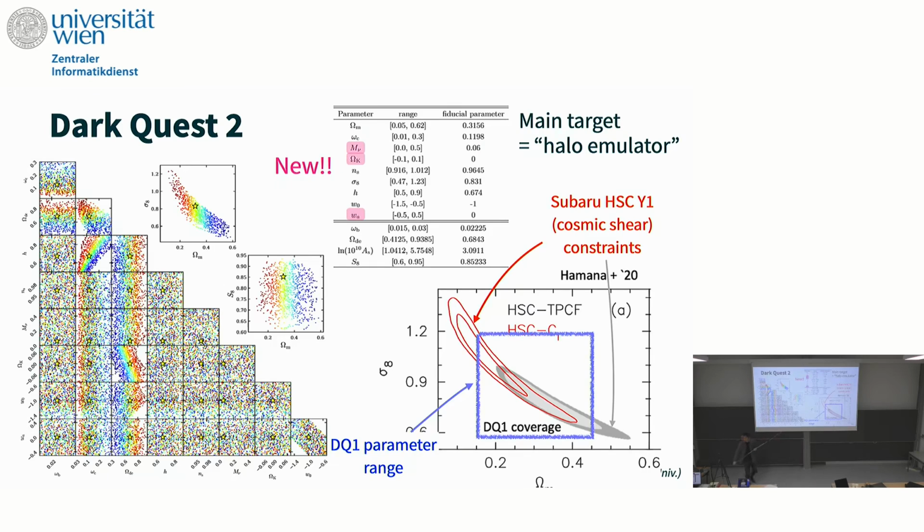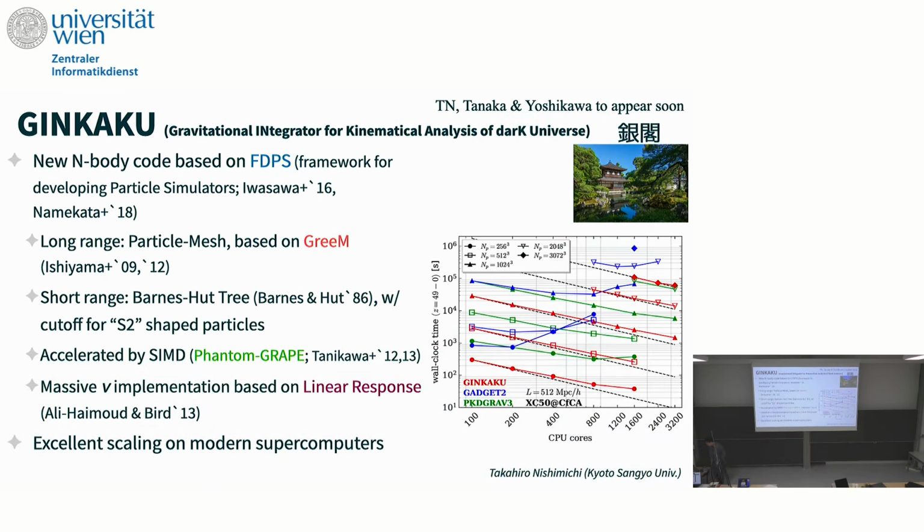Another thing we added in this second edition of DAC Quest is to explore massive neutrino masses and spatial curvature, as well as time-varying dark energy. That's what's going on right now in Japan. So I will just sketch what is new in our new project.